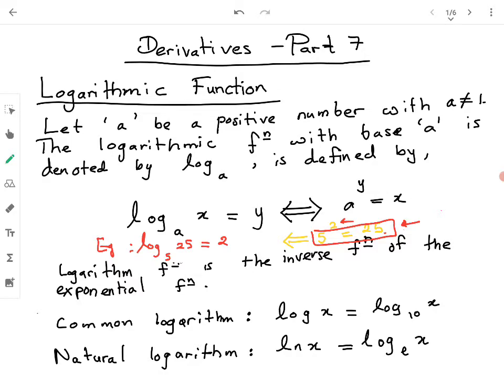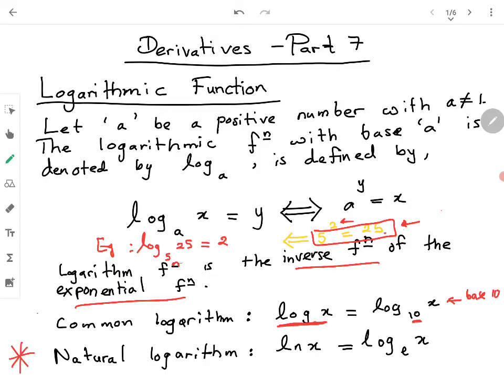Okay, and a property of the log function is that it's the inverse function of the exponential function. And then some notation, the common log has the notation log x. If you see log x, that means this is base 10. You are given the base 10 log function, log base 10 of x.